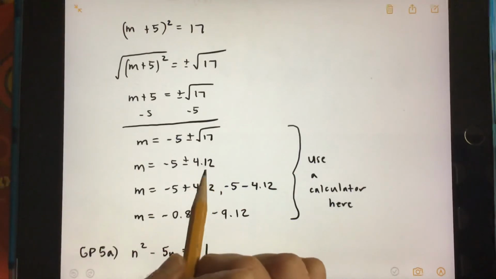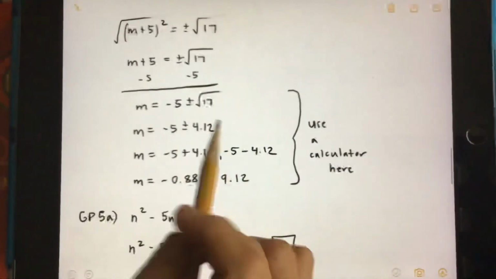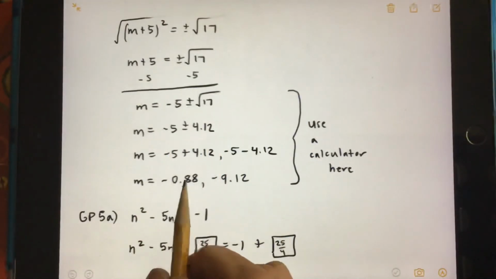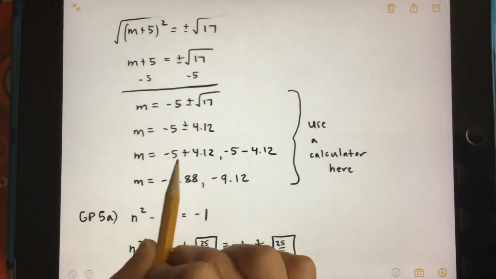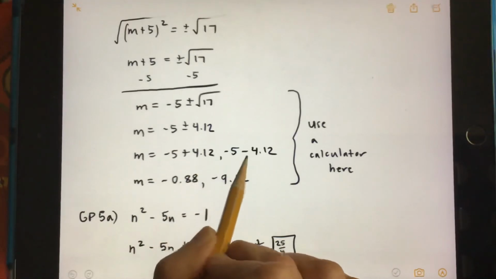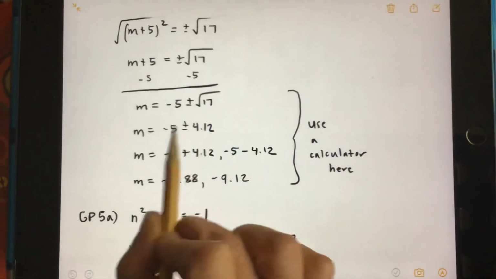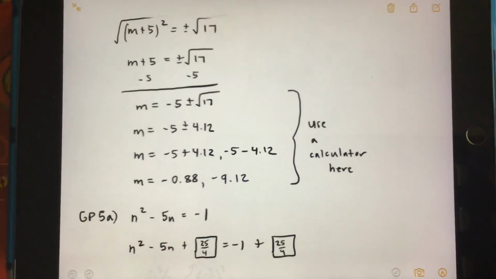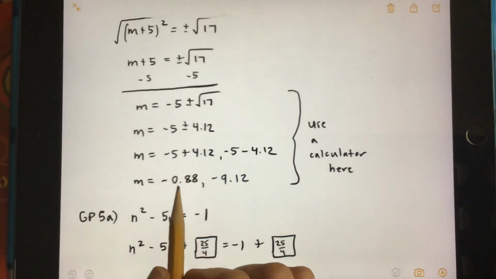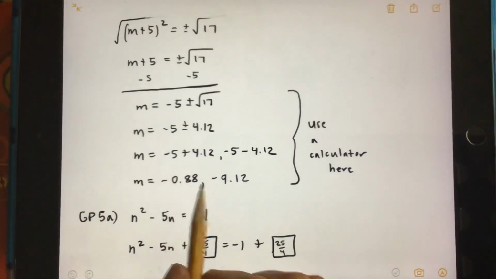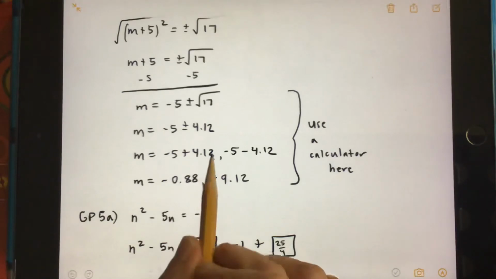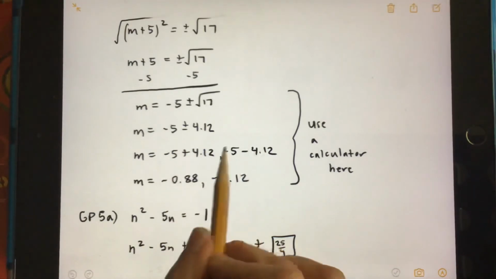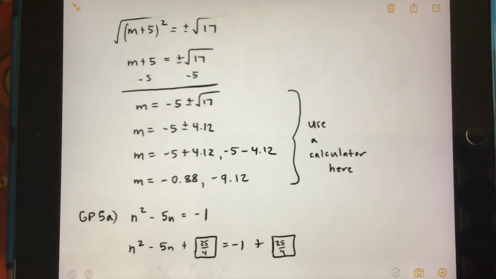It's 4.12. And then we're going to break this expression apart into two different pieces. We'll have negative 5 plus 4.12, negative 5 minus 4.12. That's just breaking this up into its two separate expressions. Then using our calculator, we'll find that m is negative 0.88 and negative 9.12. So we're going to key these expressions in separately to get these two different values.